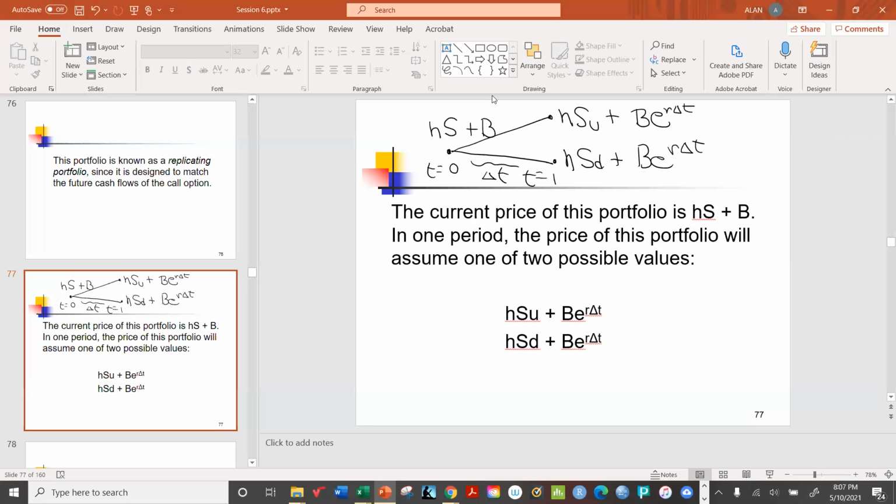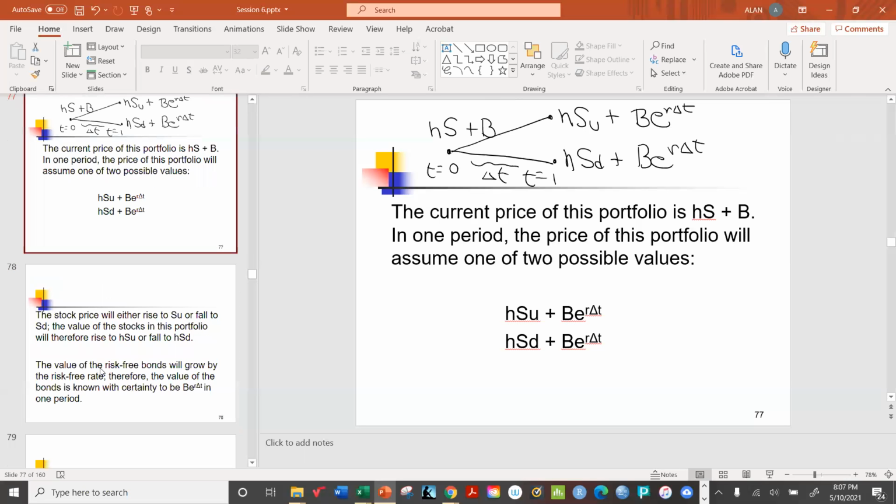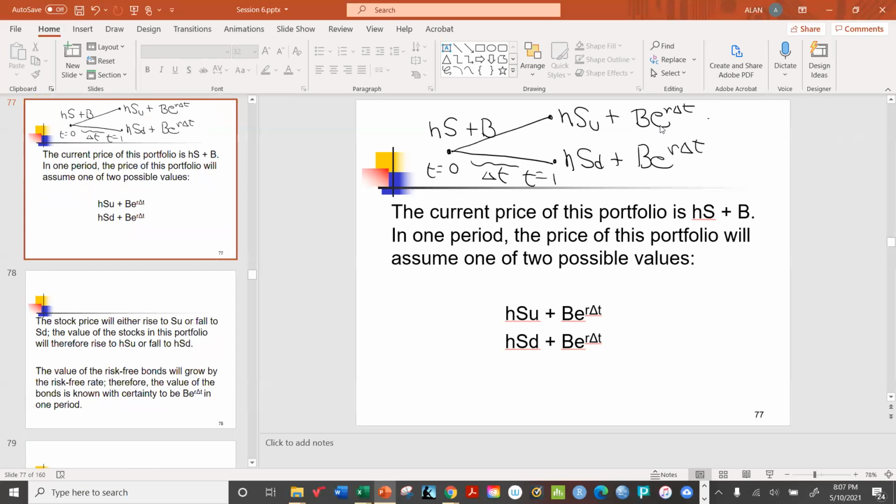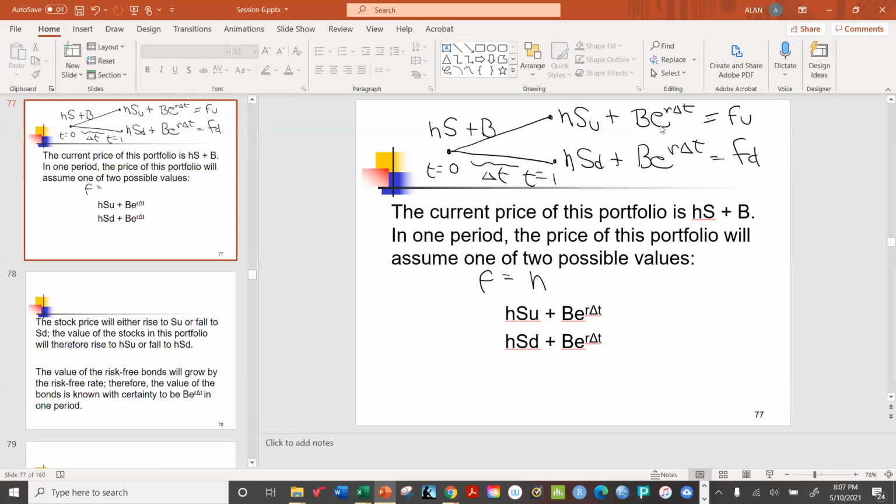So if this really and truly replicates the cash flows to the call option, well, we can make a couple of statements right off the bat. HSU plus B e to the r delta t, assuming that the cash flows replicate the call option, will be worth FU in this period. This one will be worth FD. And in addition to that, the current option price, F, will be HS plus B. Anyway, so how does that help us?